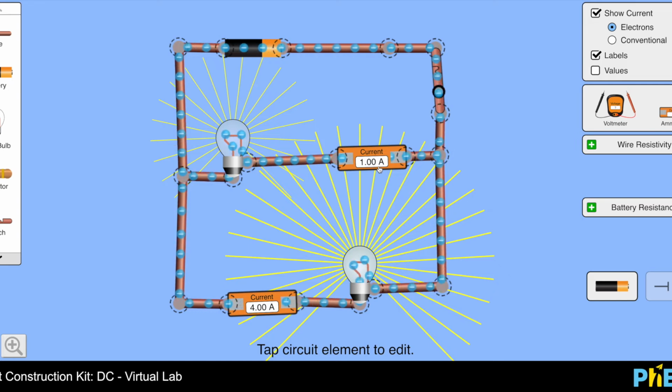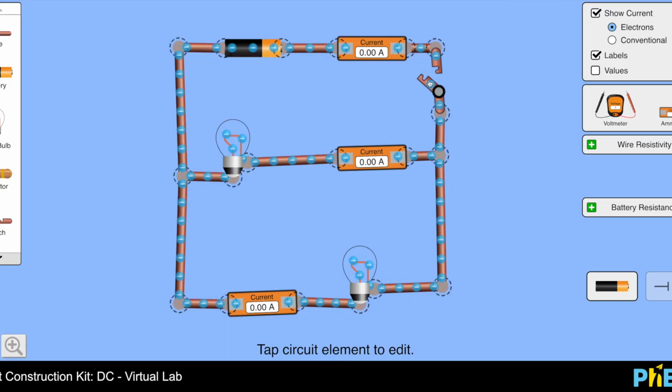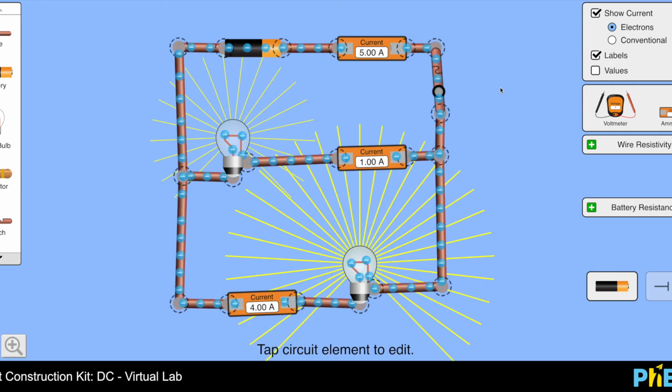Now, I want you to think, if I was to add an ammeter here, what number would I get? Pause the video, think, and let's have a go. Let's close this circuit and see what happens. We have 5 amps. How do we get that? 1 amp plus 4 amps gives us 5 amps. Let's try a few more calculations now.